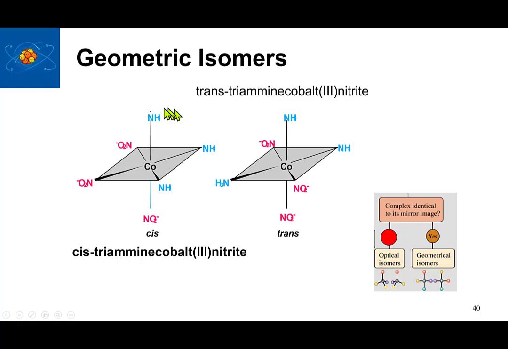So this is FAC. It's all on one face, and this is MER. It's all around the meridian, around the middle on one direction. So these two are unique compounds. I was just realizing as I was going to say that this was the name of this compound, you notice the nitro or nitrito groups are missing. Nitrito is if it's connected through the nitrogen, but I can't quite tell, but anyways, it doesn't matter.